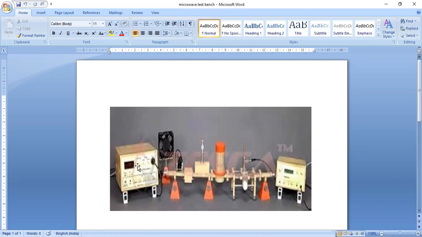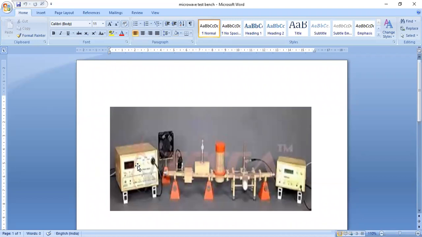But what is the criteria? How much can you adjust the beam voltage? At that position, what is the condition you have to see? You have to see the beam current. The beam current should be in between 15 to 20 milliamperes. Are you getting it?